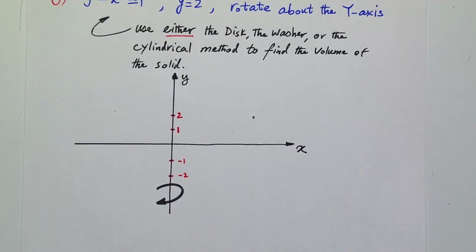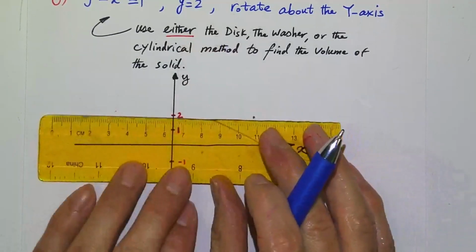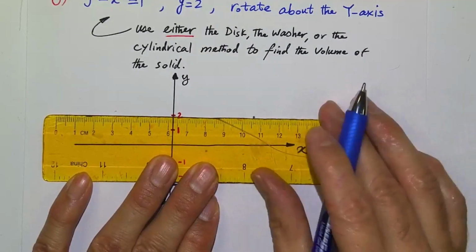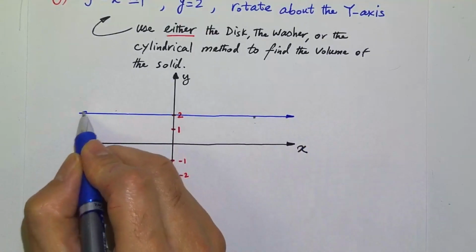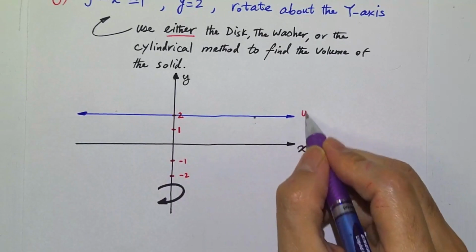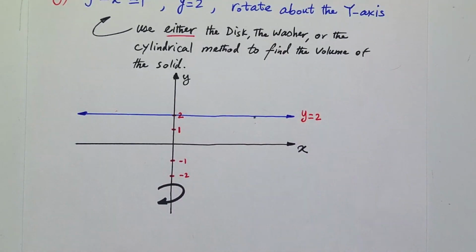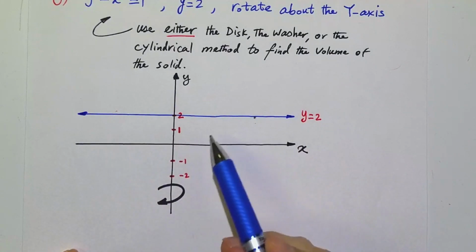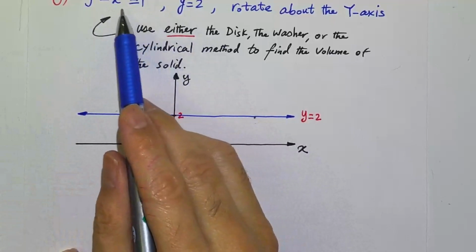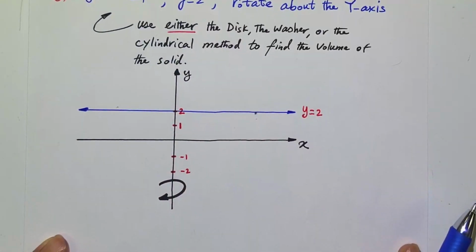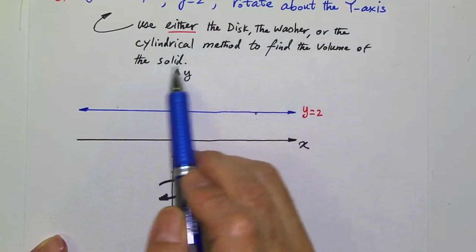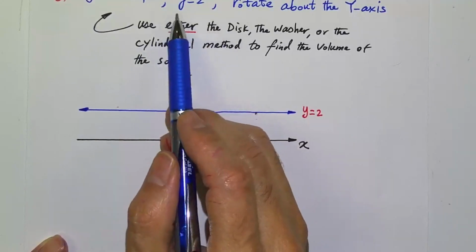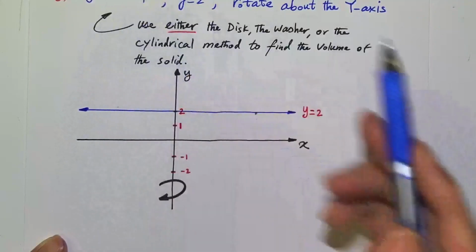Okay, so I'm going to draw the easy part of this curve. Y equals 2, right? So I'm just going to draw a line through that point. So we have y equals 2, and so this hyperbola, we need to know where these two intersect, by the way, just like the previous one, because that will give us the limits of integration. So let's figure that out first. Oh, and this says use either the disk, the washer, or the cylindrical method to find the volume of the solid. So we'll think about that next. But let's figure out where this region is and where the limits of integration are first.